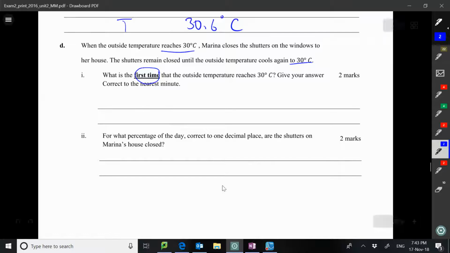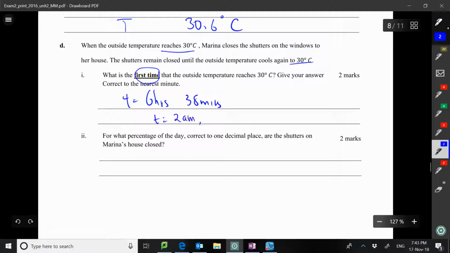But it asked you for what time. So I know that time was 6 hours and 38 minutes. But since time was from 2 a.m., then 2 a.m. plus 6 is 8 a.m. So that's 8:38 a.m. is the time, okay, when you first reach a temperature of 30 degrees.